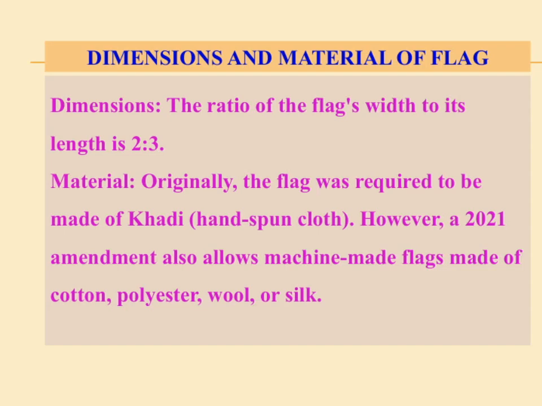Let's talk about the dimensions and materials of the flag. The flag's proportions are quite specific. Its width-to-length ratio is 2:3. This means if the flag is, say, 2 units tall, it should be 3 units wide.